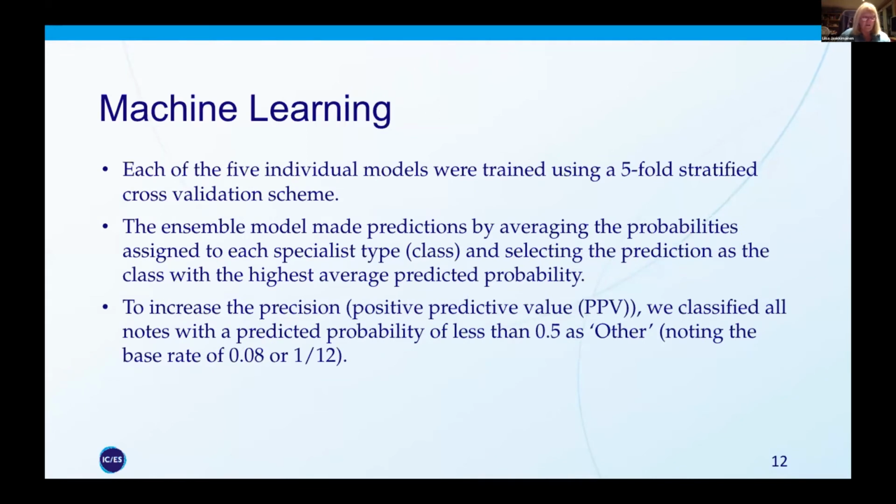Each of the 5 individual models was then trained using a 5-fold stratified cross-validation scheme. The ensemble model made predictions by averaging the probabilities assigned to each class, which would be the subspecialty type, and selecting the class with the highest average predicted probability. To increase the precision, or our PPV, we classified all notes with a predictive probability of less than 0.5 as being other.